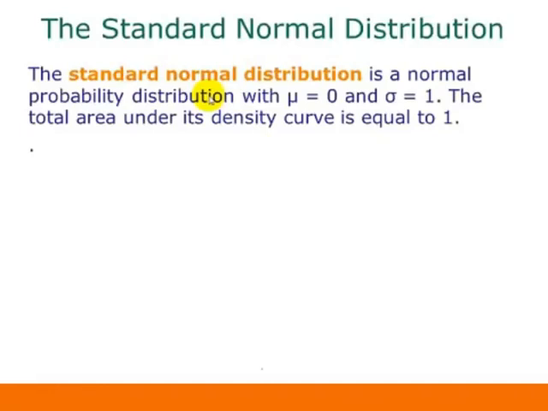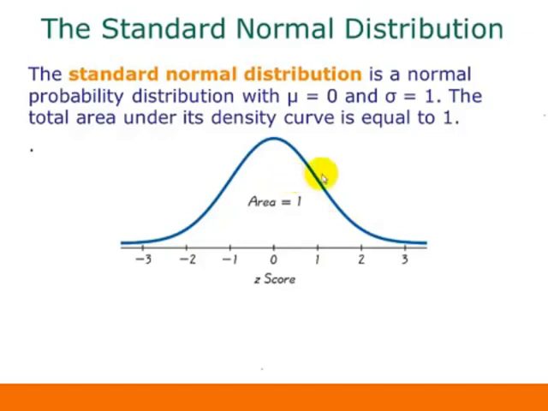Standard normal distribution is a normal probability distribution with the mean mu equal to 0 and the standard deviation sigma equal to 1. The total area under its density curve is equal to 1. And again, that's true for any continuous probability distribution. So here's a picture of our standard normal distribution.